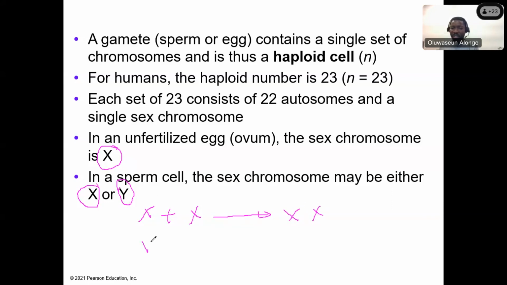But if the female gives X, of course, the female can only give X, and the male gives Y, then the child will be X, Y, a male. And that is what I'm showing you on that slide. Let's go.